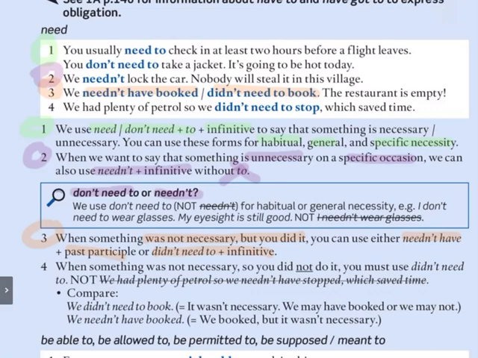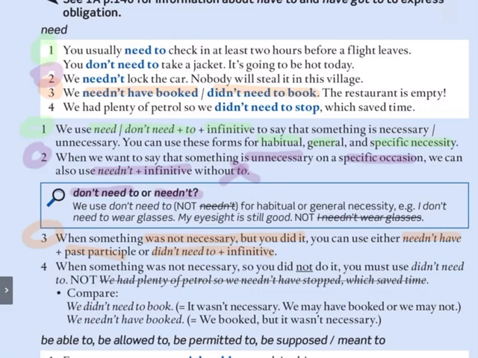Okay? Let's look at our example again. We needn't have booked the restaurant. No, we didn't need to book the restaurant. The restaurant is empty. My question is, did you book? Yes, you did. So in this case, you did something which was not necessary, but you did it. We needn't have booked, but we did. We didn't need to book, but we did.